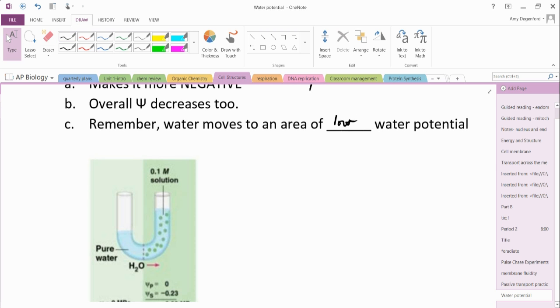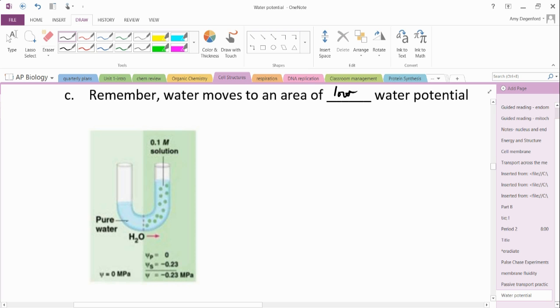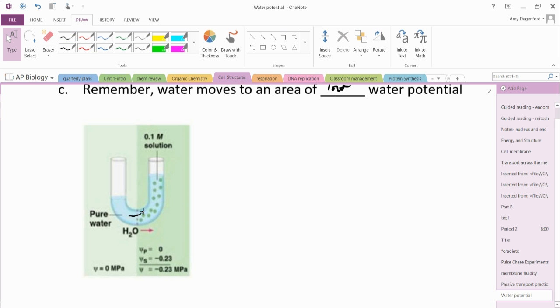So you might remember, if we look at this example, because this is pure water and this has a lower concentration of water, water is going to move in. If we add water potential to the equation, over here the pure water has 0 water potential, and because we have some solutes on the other side, it's going to be a negative number. And remember, water goes from an area of high to low. In this case, water is going to enter that side, and we'd see water coming in.